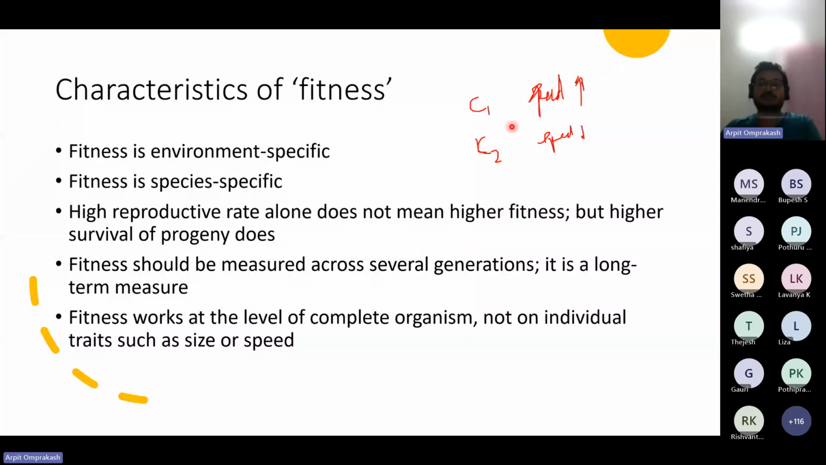Right. So fitness works at the level of a complete organism. You need to not just worry about one trait such as the size, but all the traits that an animal has combined give you the fitness of the organism.